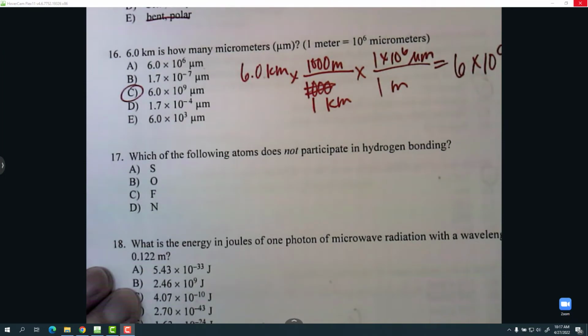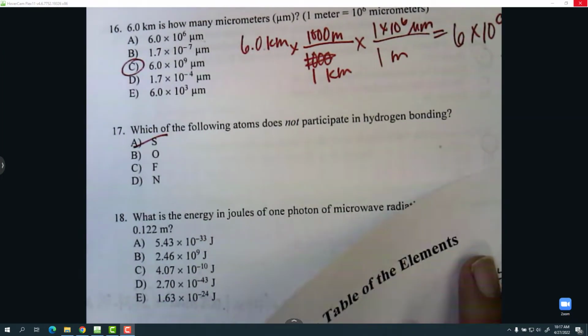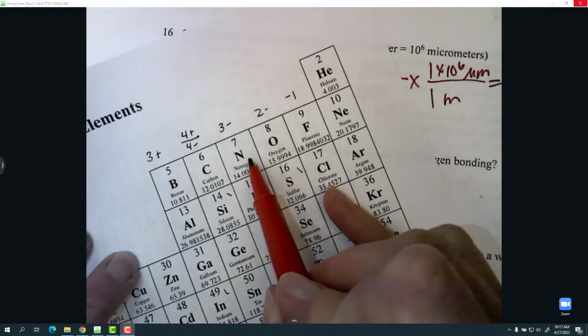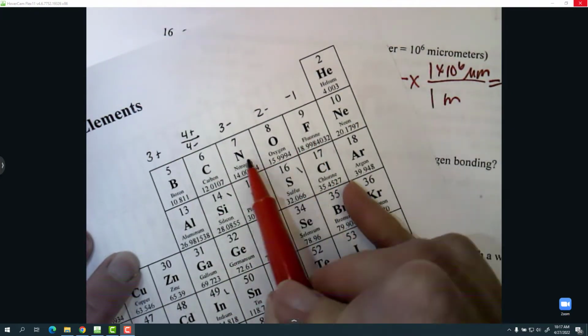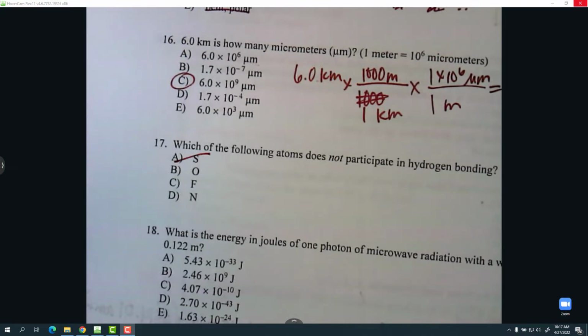Which of the following atoms does not participate in hydrogen bonding? It's sulfur. Remember that the ones that participate in hydrogen bonding are these little guys up here that are pretty electronegative, N, O, and F. So that's it.